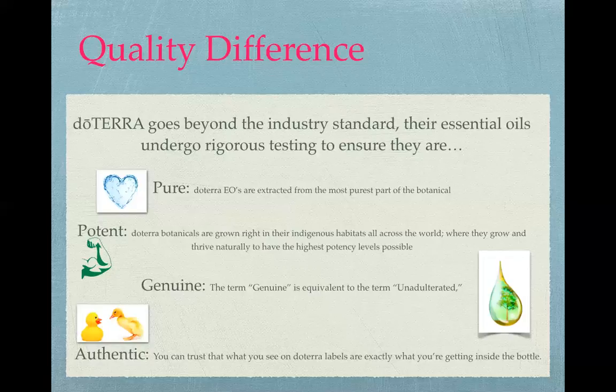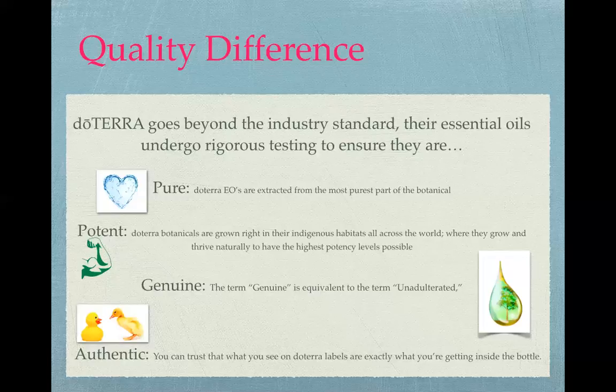Potent. Essential oils are the most potent form of plant material. The chemical constituents found in the plant material will either increase or decrease the potency of the essential oil. This means that the climate, soil, elevation, surrounding plants, bugs, and more all affect the potency of the plant. This is why doTERRA's botanicals are grown right in their indigenous habitats all across the world, where they grow and thrive naturally to have the highest potency levels possible.